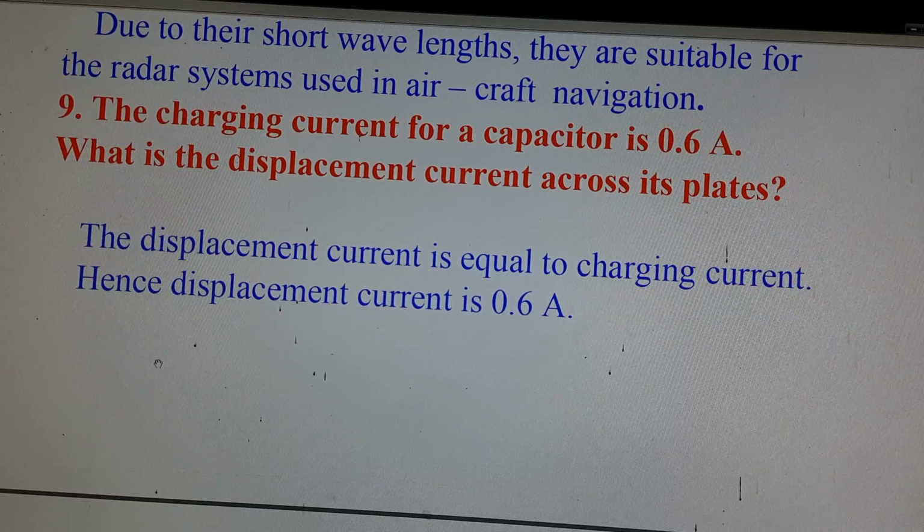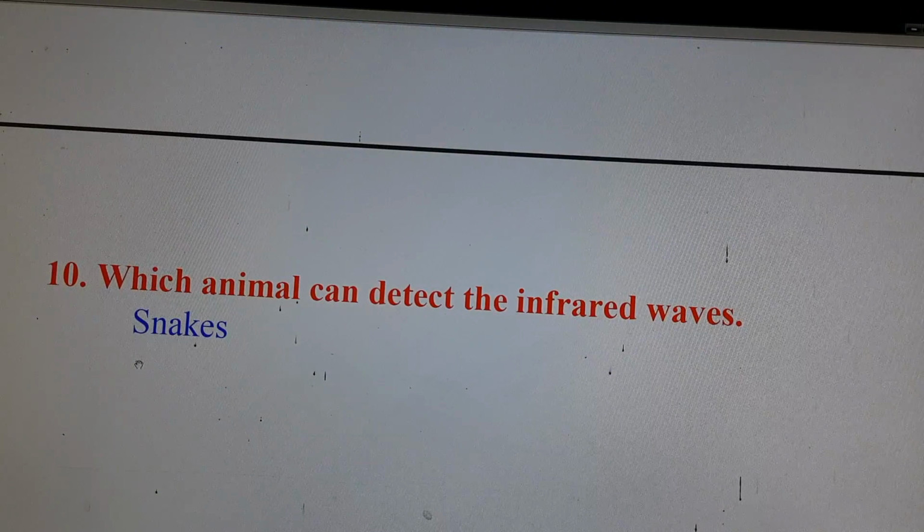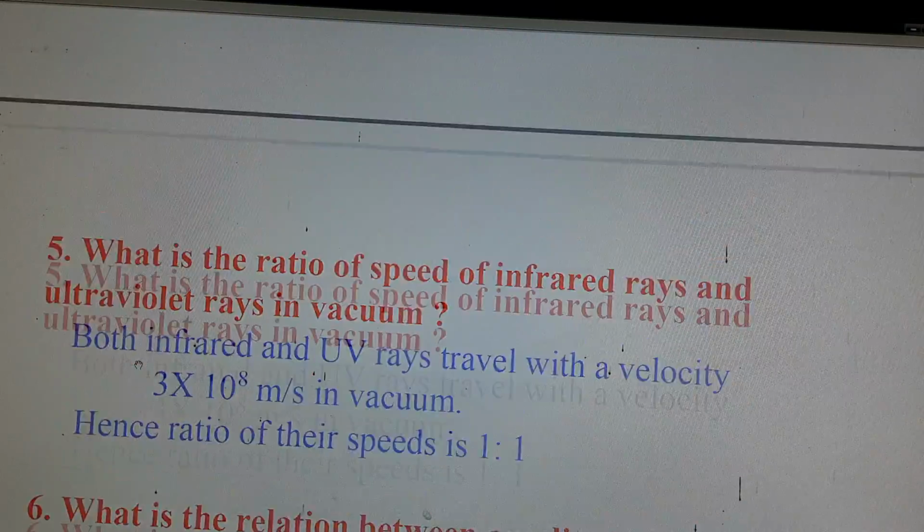And the displacement current, ninth one: the charging current of a capacitor is 0.6 ampere. What is the displacement current across it? The current used for charging the capacitor is called displacement current. So the displacement current is equal to the charging current, hence the displacement current is 0.6 ampere. Then the last one: which animal can detect infrared waves? Snakes can detect infrared waves. So all the above questions are related to electromagnetic waves.